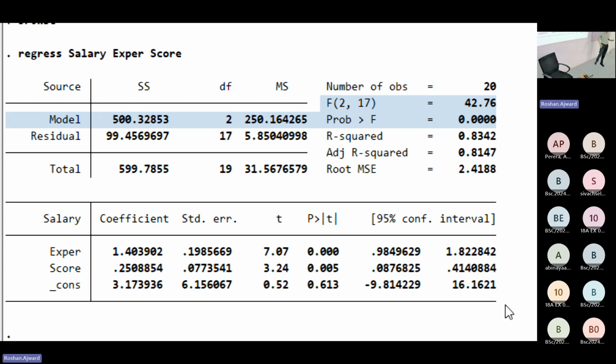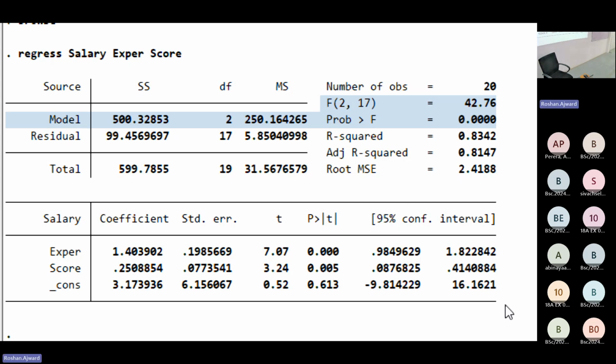Now we are going to understand a very important thing. Look closely at this. You can see you have the coefficients. These are called the coefficients. And you can see also the probability values. P values are given. So you can see for individual independent variables, experience and score, the significance levels are given.